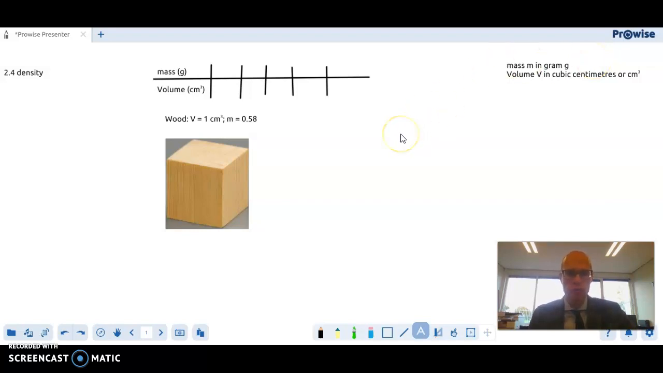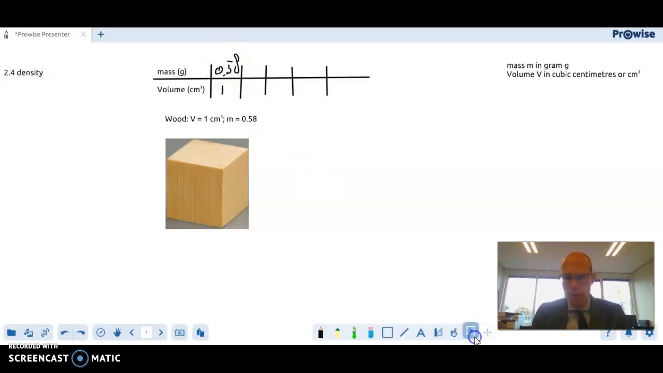And we're going to take a look at a piece of wood. I'm going to copy it each time and see what is going on. Well, the volume is 1 cubic centimeter of the piece of wood. That means that it takes space of 1 cubic centimeter. And if I'm going to write it down, I have one cube right now. Volume is 1, mass is 0.58. You just measure that with the scales.